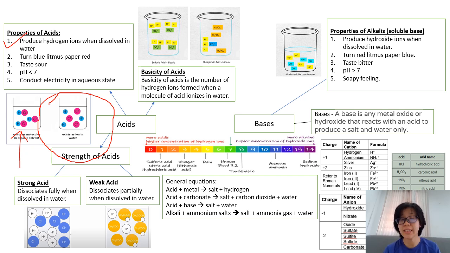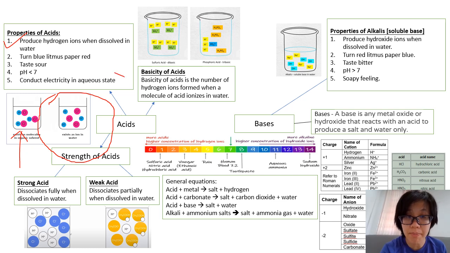During exams they can also ask you what are the properties of acid. So number 1, it turns blue litmus paper red. This is a simple test that you can do in the laboratory to test whether it is an acid or not. So it will turn blue litmus paper red. Secondly, it tastes sour. The pH is less than 7. It can conduct electricity in aqueous state.